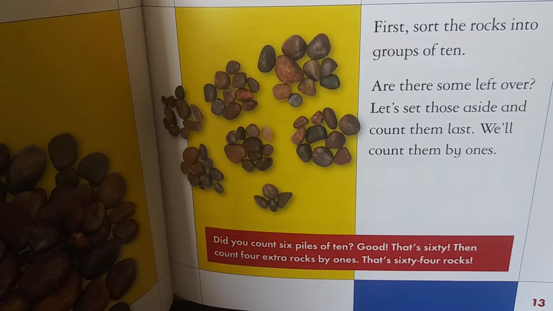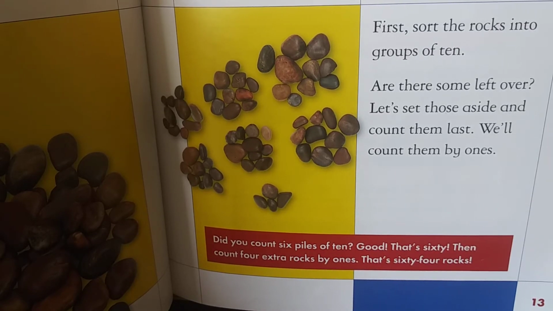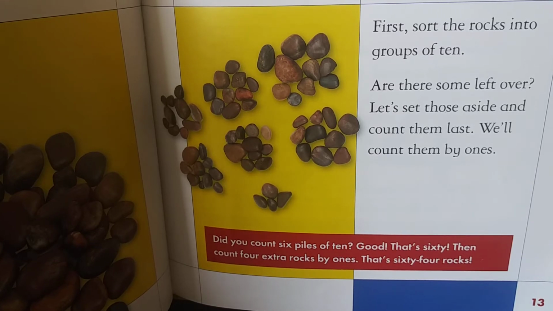Did you count 6 piles of 10? Good, that's 60. Then count 4 extra rocks by ones. That's 64 rocks.